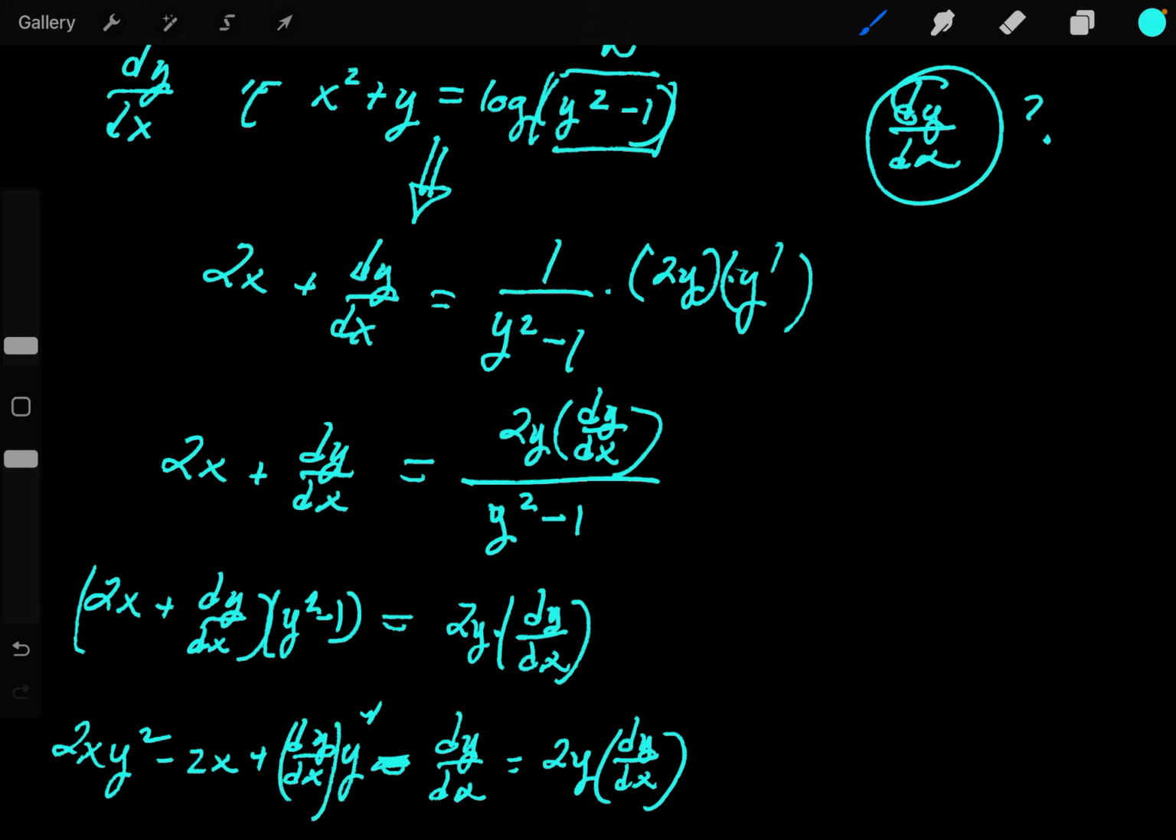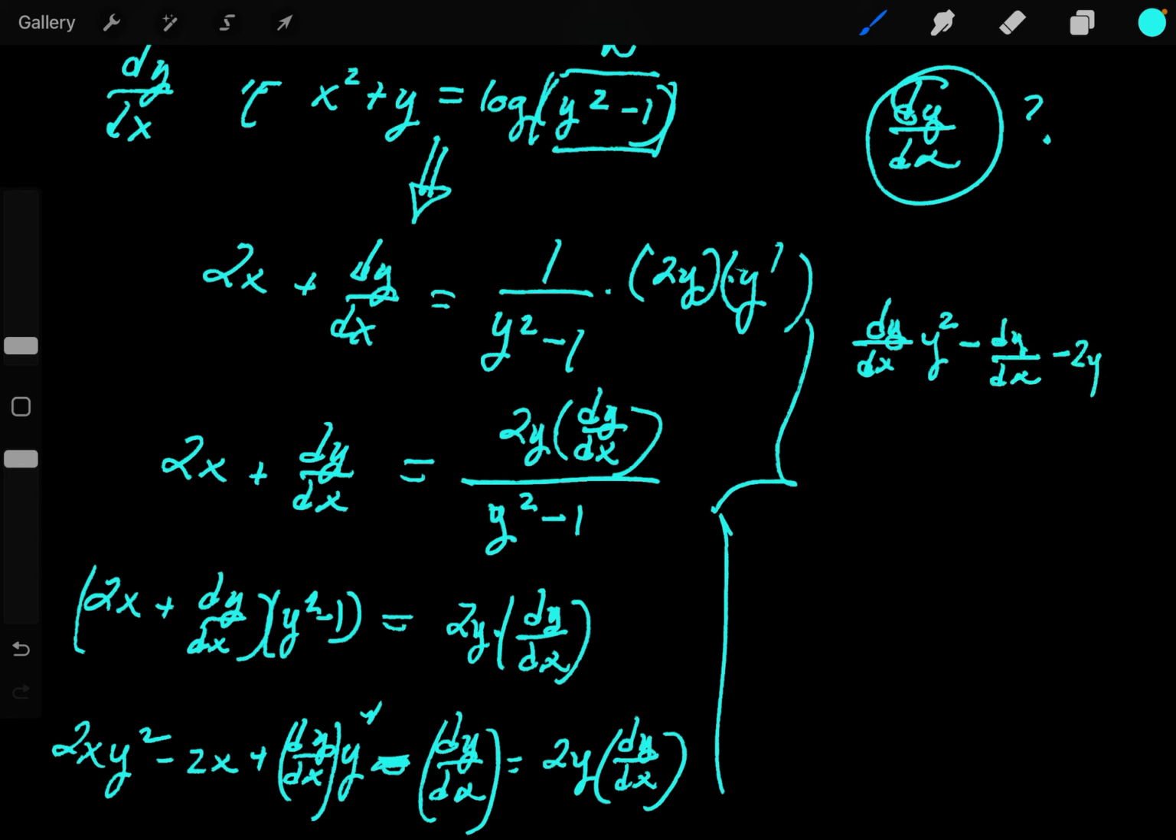And then what you have here is you've got to group all the dy dx's on one side. So I'm going to move them all to the left. So I'm going to have dy dx y squared minus dy dx minus 2y dy dx is equal to, on the other side, you have 2x minus 2xy squared.